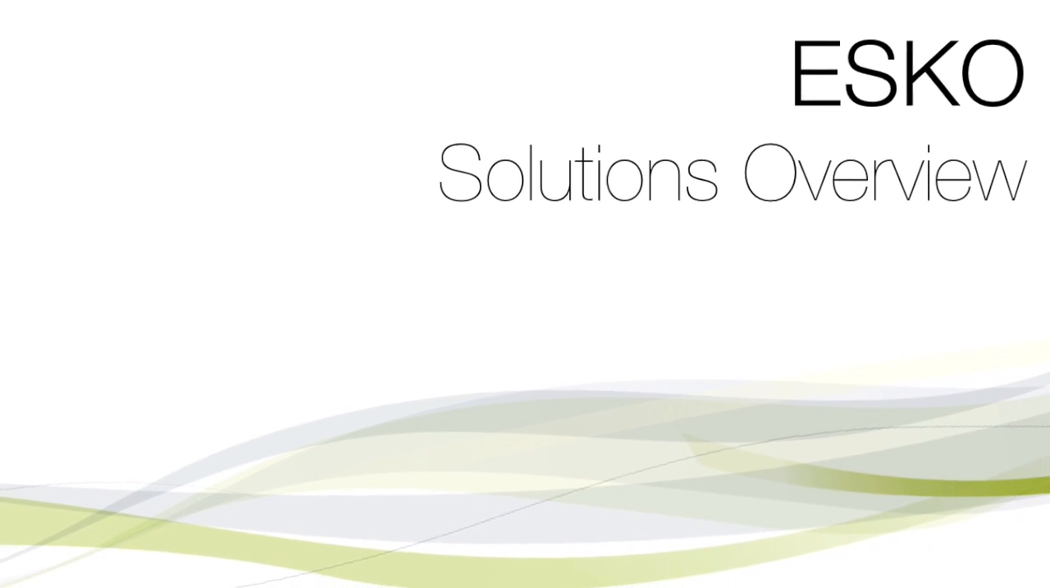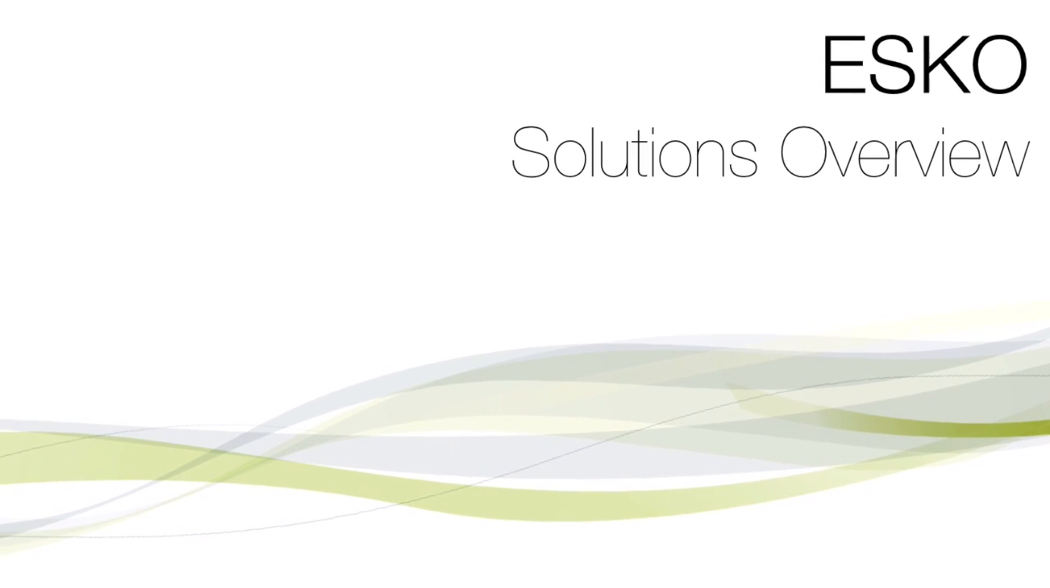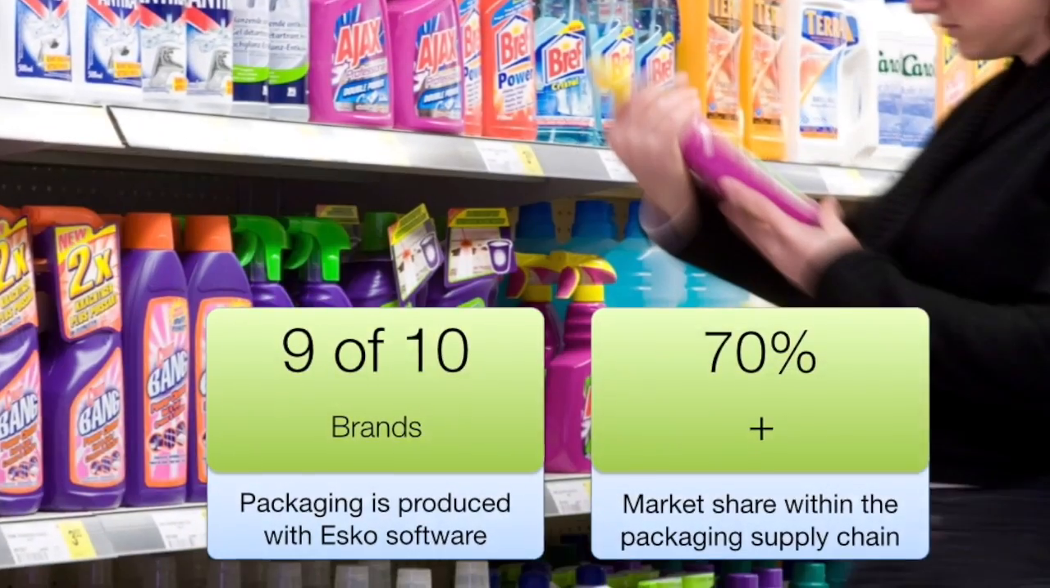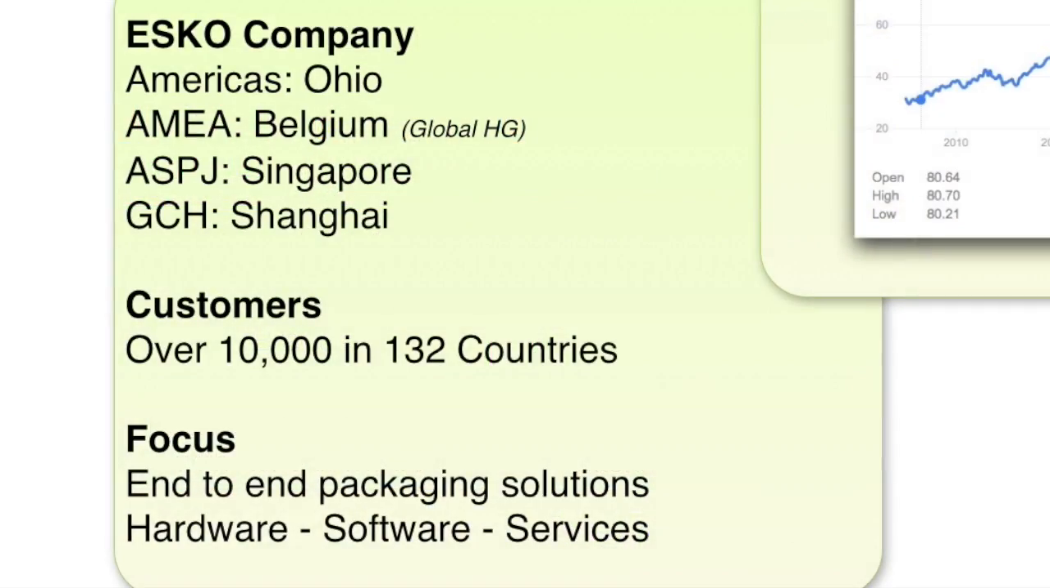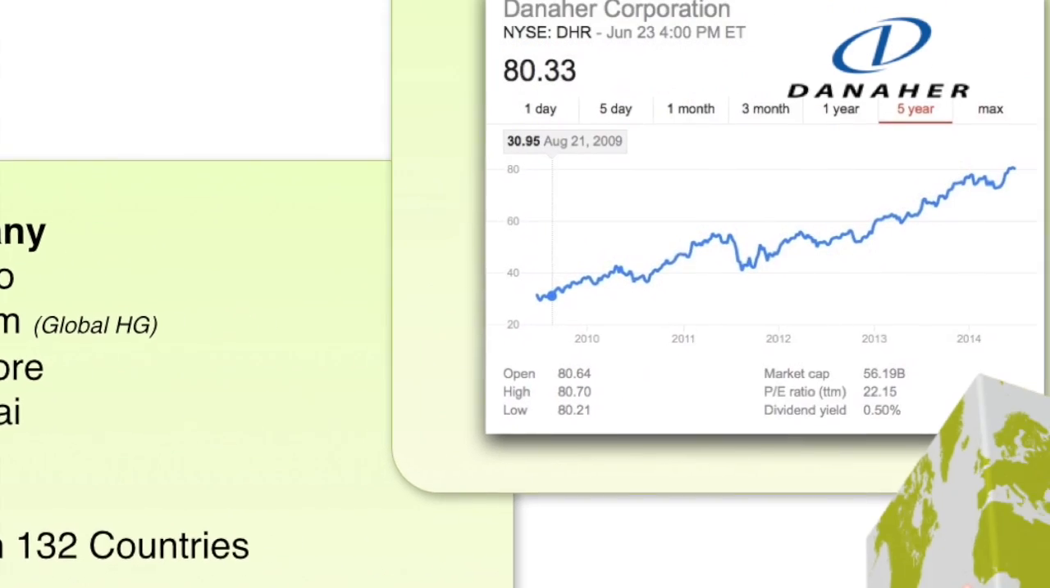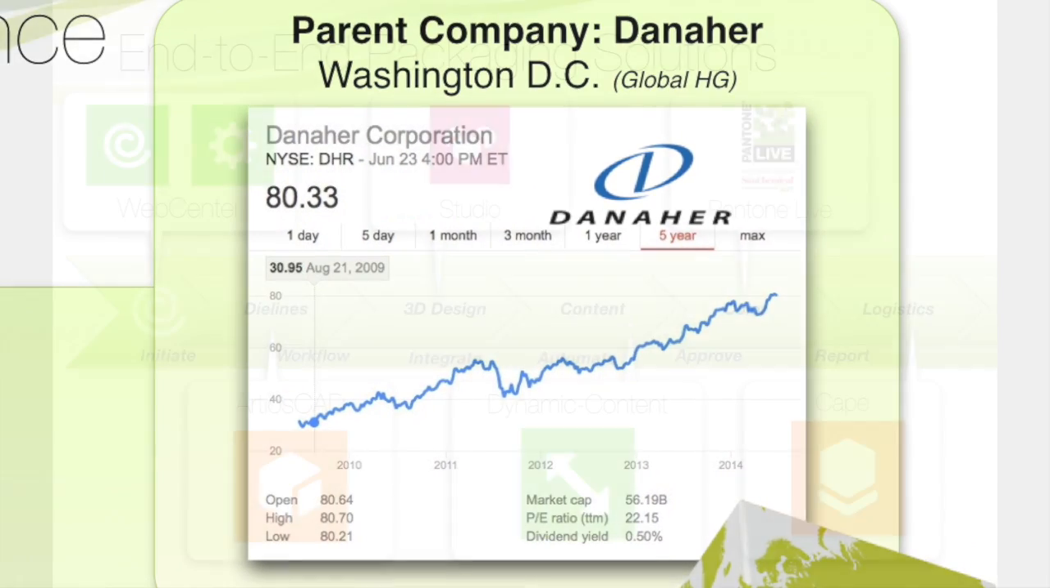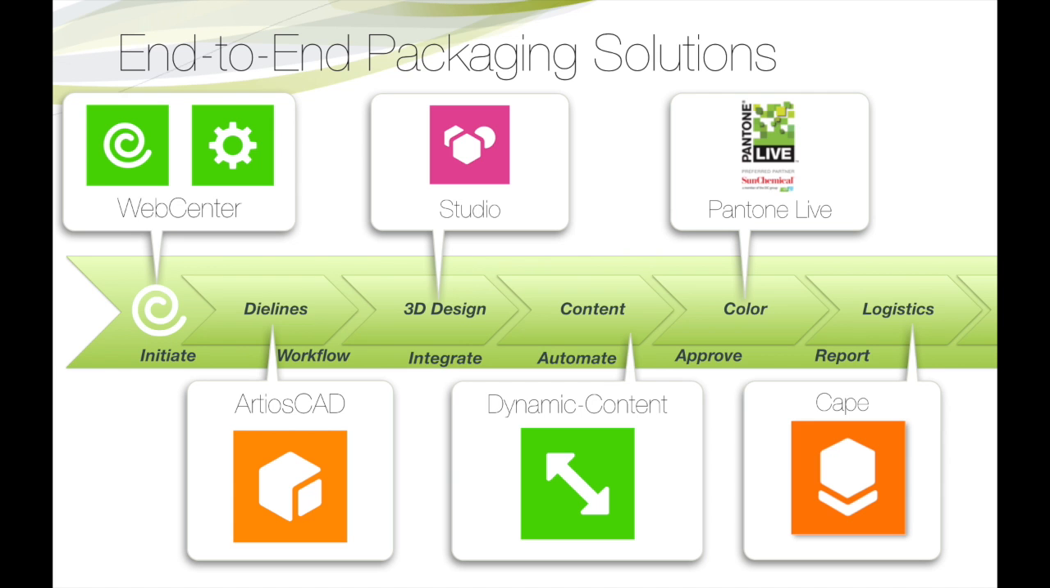ESKO provides integrated solutions that drive profitability in the packaging and printing supply chain. This video provides a quick overview of these solutions and is intended as a high-level overview. This is ESKO's brand owner solution landscape.